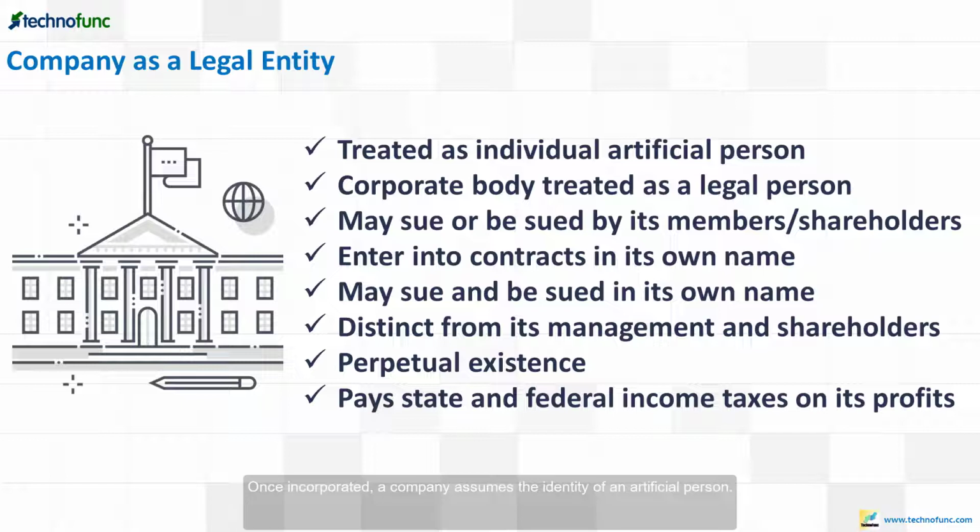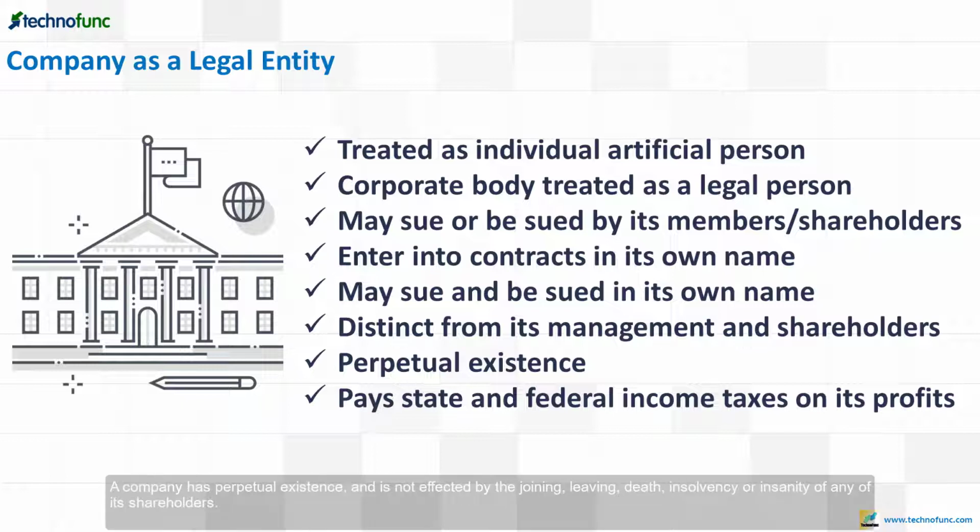Once incorporated, a company assumes the identity of an artificial person. An incorporated company is a corporate body, and by action of law it is treated as a legal person. The company may sue or be sued by its members or shareholders. The company can enter into contracts in its own name, and likewise may sue and be sued in its own name. The company is a separate legal entity, distinct from its management and shareholders. Company affairs are managed by a board of directors.